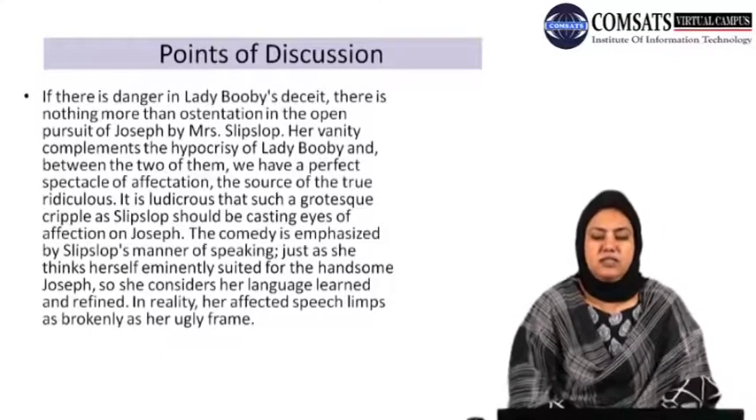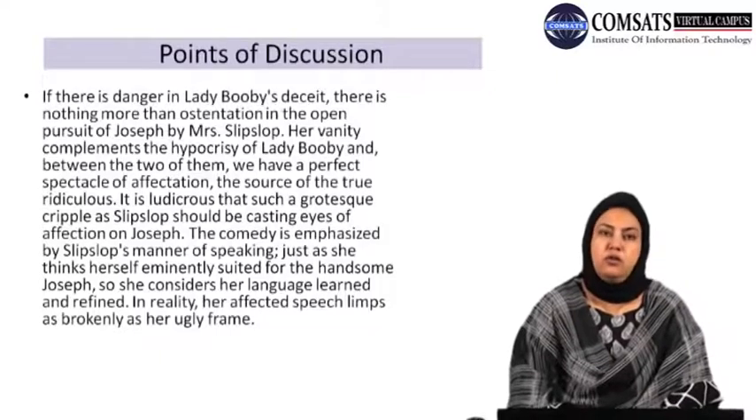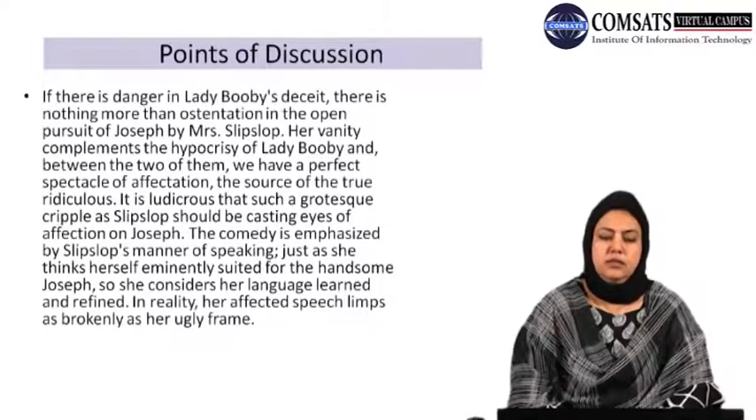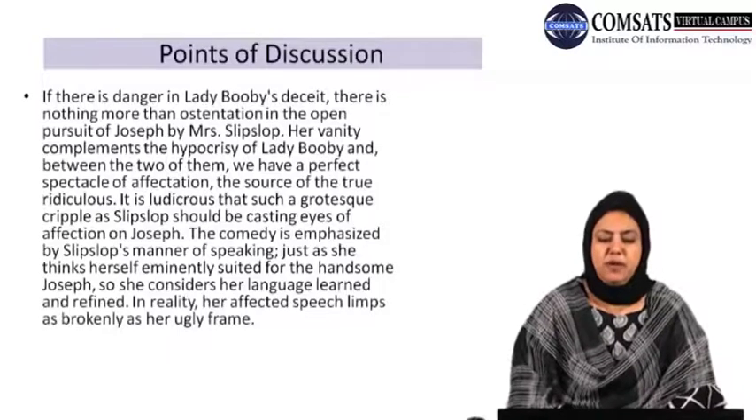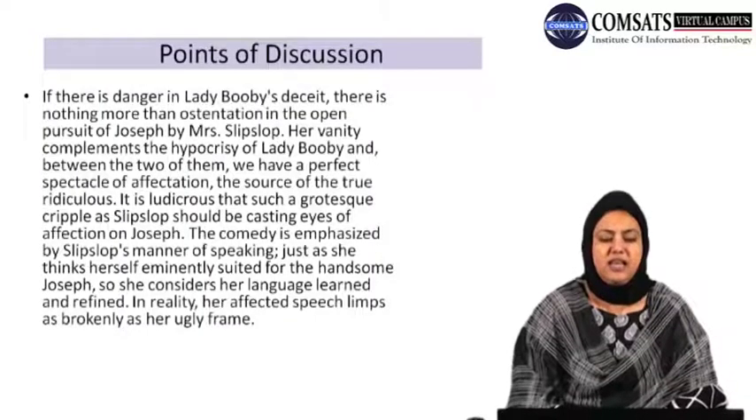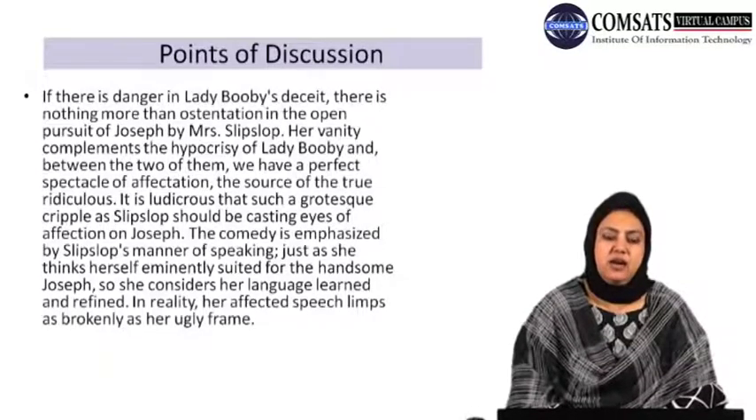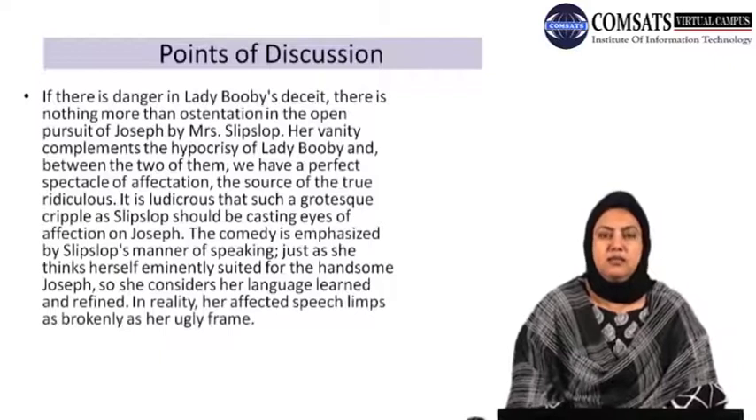It is ludicrous that such a grotesque cripple as Slipslop should be casting eyes of affection on Joseph. The comedy is emphasized by Slipslop's manner of speaking, just as she thinks herself eminently suited for the handsome Joseph. So she considers her language learned and refined. In reality, her affected speech limps as brokenly as her ugly frame. So this comparison and contrast between the nature and the appearance of the characters is very important for us to understand the theme of affectation.